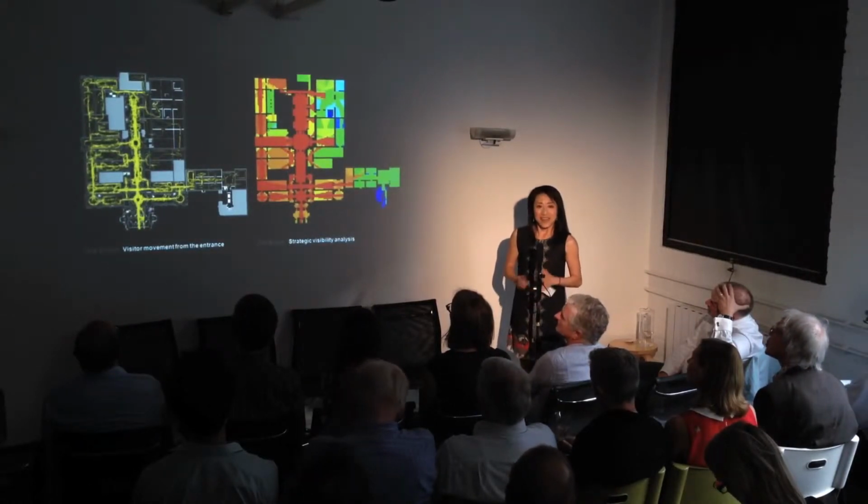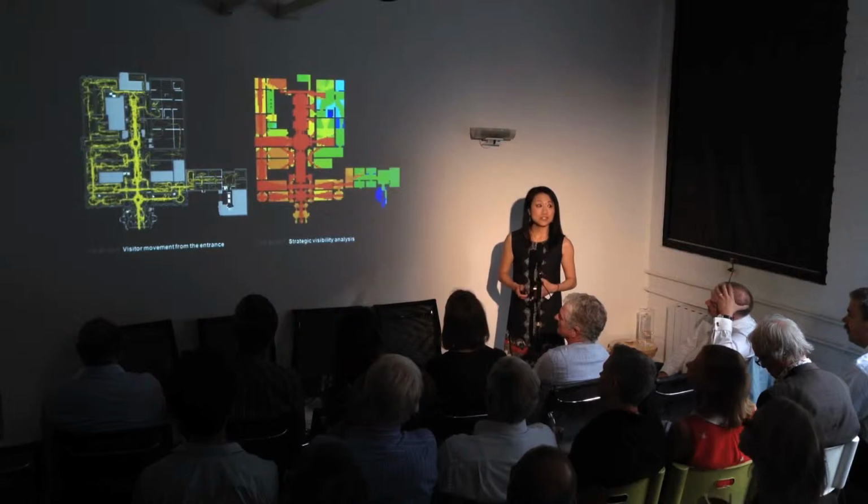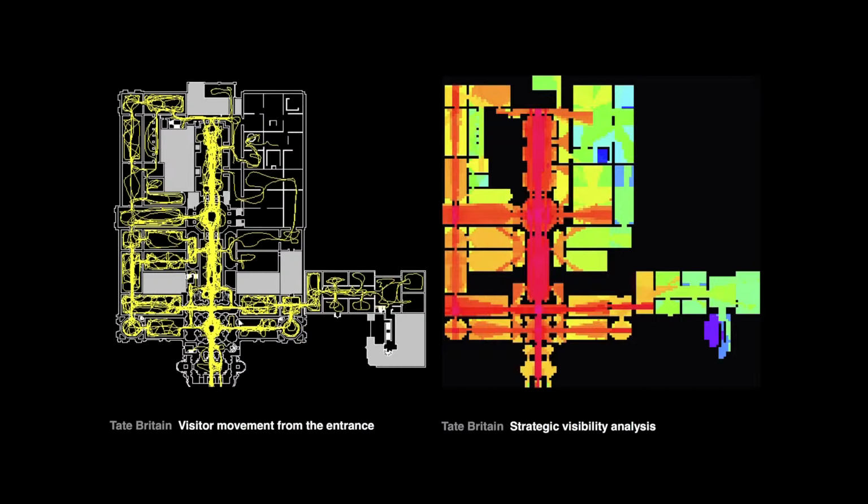So at Space Syntax, we have tools to understand the properties of spaces and the relationships between space and people's activity. The one on the left is Tate Britain. We observed people from the entrance for 10 minutes, and the yellow lines show the paths of visitors. The image on the right shows one of the spatial accessibility analyses that we do.